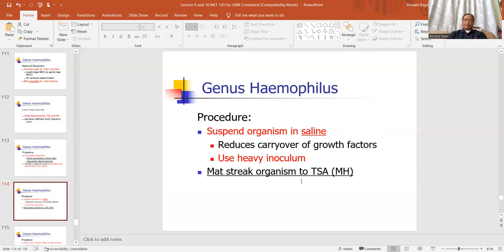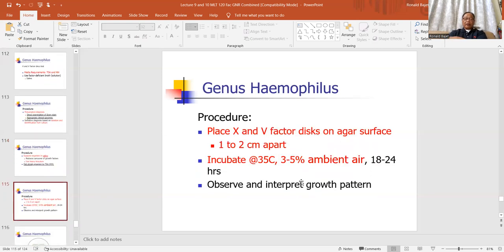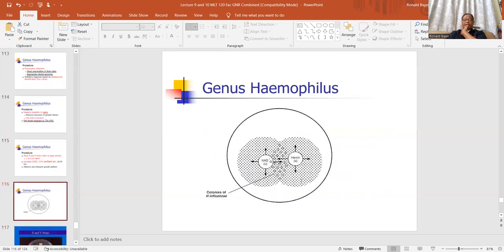Like I said, it's a qualitative test. We don't care if we over-inoculate. We're looking for growth, no growth, okay? So you swab or streak for growth onto your TSA or your Mueller-Hinton agar, and then you place your X, V, and X and V discs on the agar and incubate at 35 or 37 degrees overnight in ambient air. It doesn't require CO2. Then you interpret the growth patterns the next day.